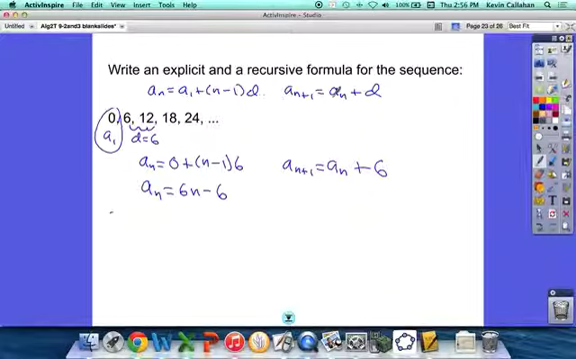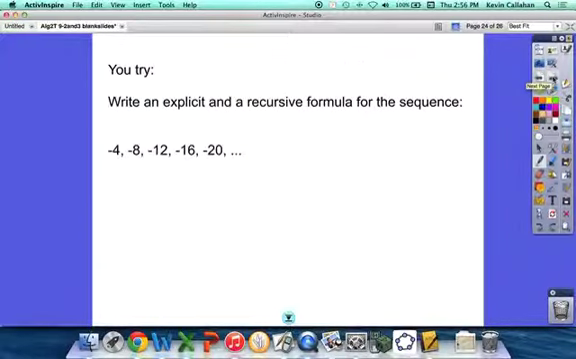You good? Go ahead. Yeah, I might as well do it. Write an explicit and recursive formula. And it's arithmetic again, so.